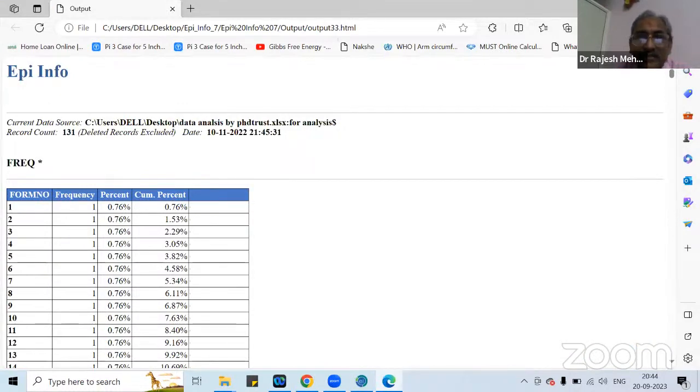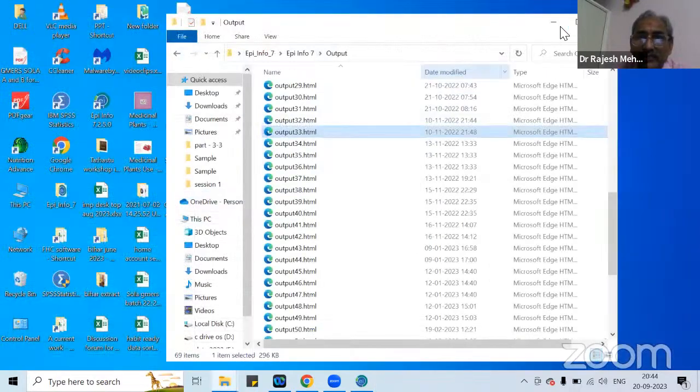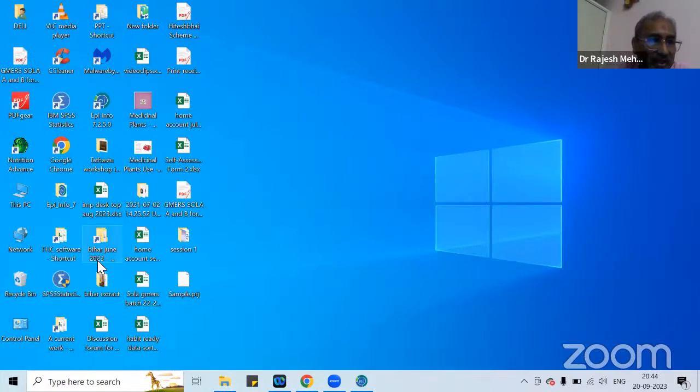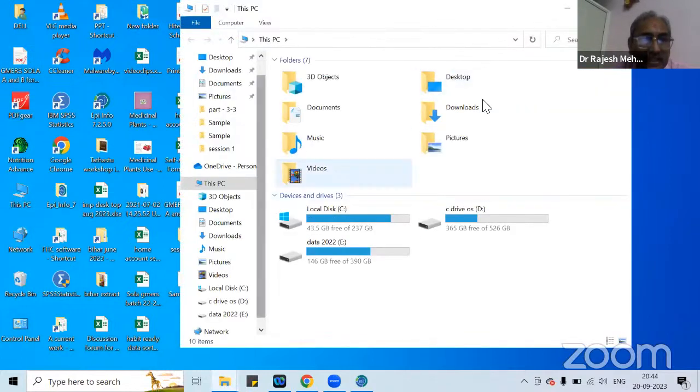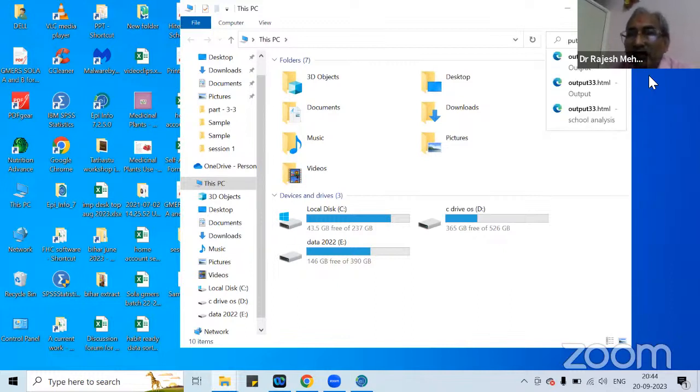It is a different thing, but because there are various Epi Info folders on my laptop, directly what you can do, if it is located in 2 or 3 places, simply go to This PC and then go for output file, output 33, and then you will be able to find where your file is. These are at three levels. One of the files will be yours. So you can find it from that, and then you can use that file.